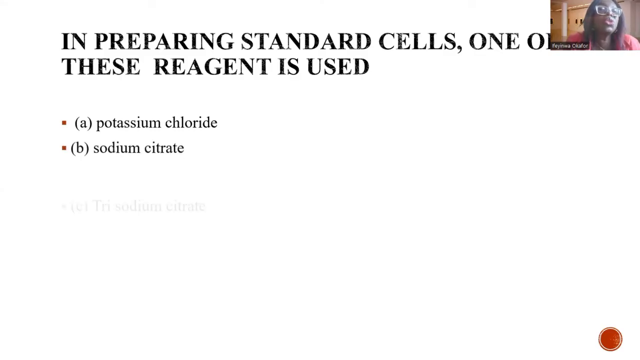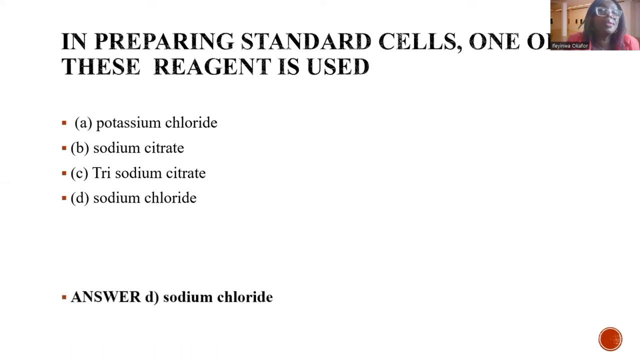In preparing standard cells, one of these reagents is used: potassium chloride, sodium citrate, trisodium citrate, sodium chloride. Answer is D, sodium chloride. In preparing standard cells, you need the sodium chloride to prepare the normal saline that you use to wash your cells. Okay?